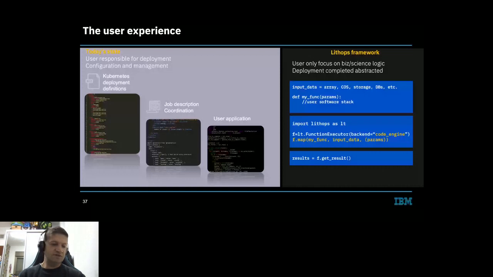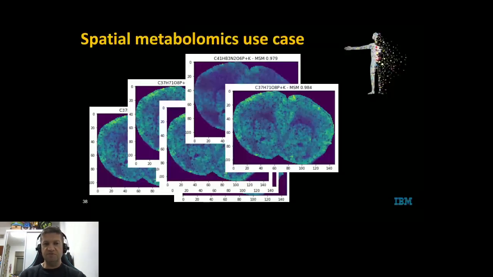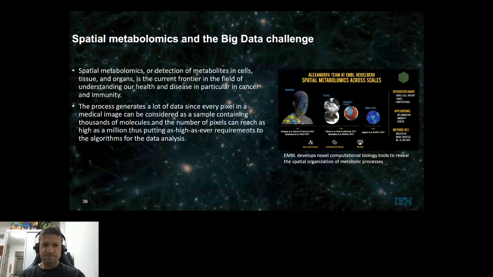Another interesting example that I want to show you is spatial metabolomics. It's a real example. It's a different project that we worked with. It's also an open source project that uses Lithops. So the idea here, and I'm not an expert in this field, but it's very exciting, is that those guys know how to understand all kinds of anomalies in cells. And when they do it, they can figure out if some medical image contains anomalies like cancer or some other issues.